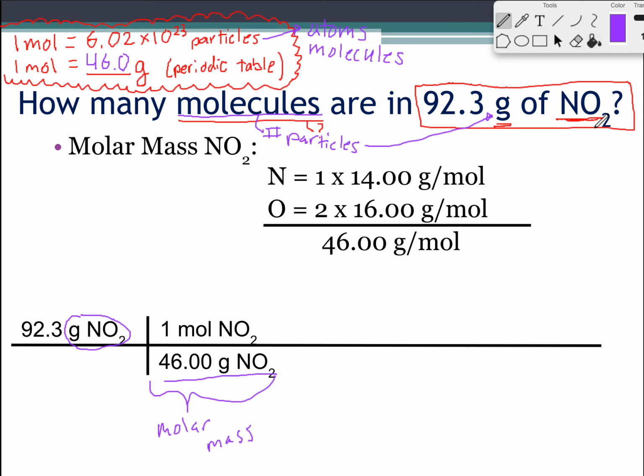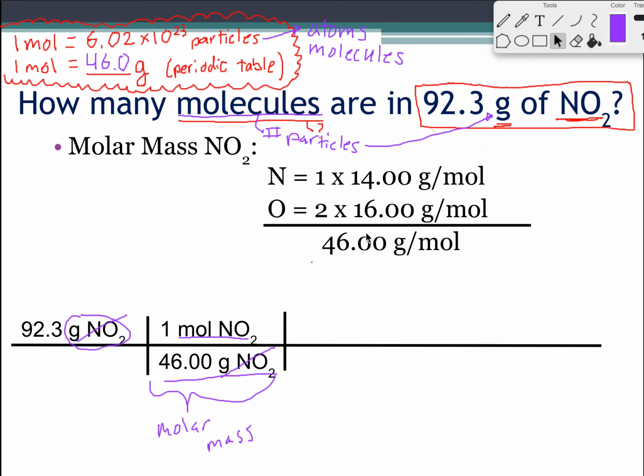Moving right along, right now we can see that the units cancel out for grams of NO2. But what we're left with is moles of NO2, so we need to keep going. We're not ready yet because we're looking for molecules. Don't mix up molecules and moles, okay? Remember, molecules is a number of particles, so we have to keep this T-chart going.